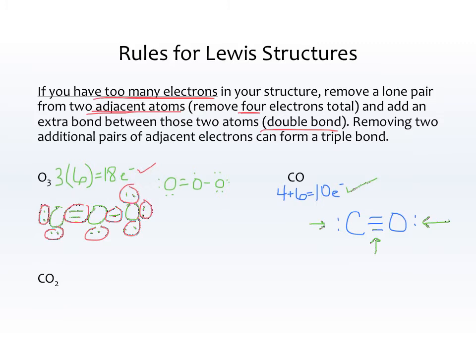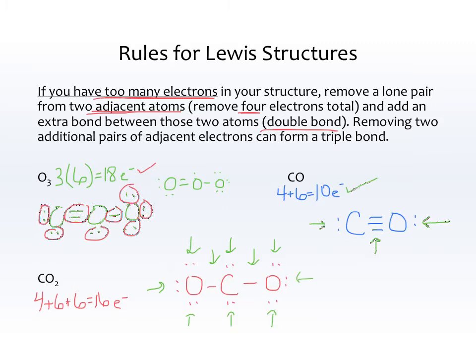All right, let's look at CO2. Carbon has 4 valence electrons in group 14. Oxygen has 6 valence electrons, and there's 2 of them, which is a total of 16 electrons. Put carbon in the center because it is the unique atom, and the other guys around the outside. Give everybody an octet, and count what you have. 2, 4, 6, 8, 10, 12, 14, 16, 18, 20. Uh-oh, supposed to have only 16.